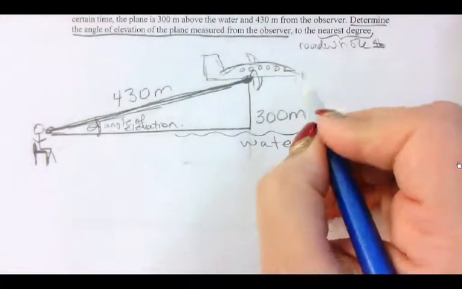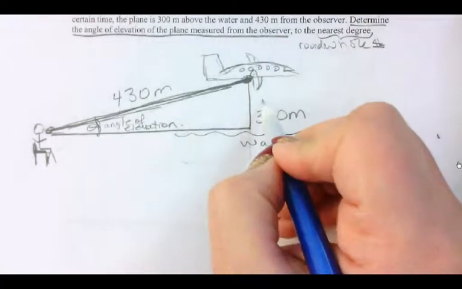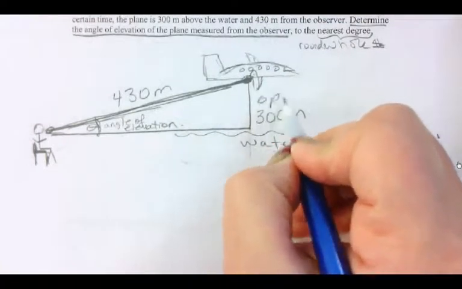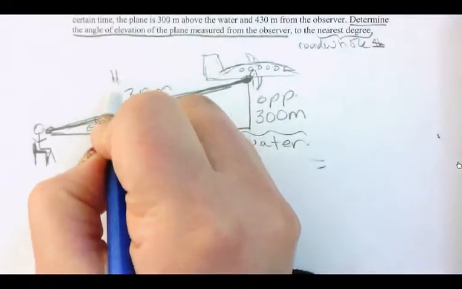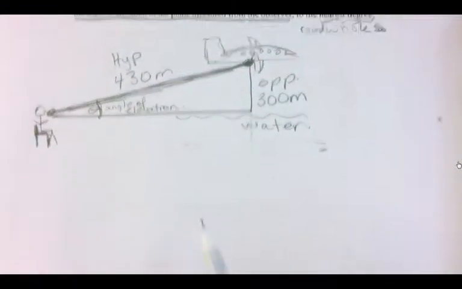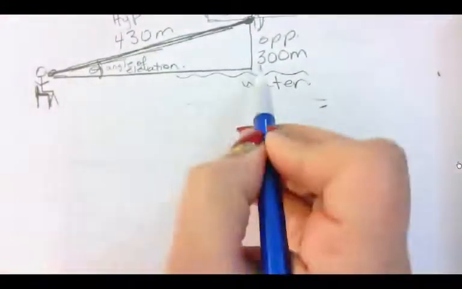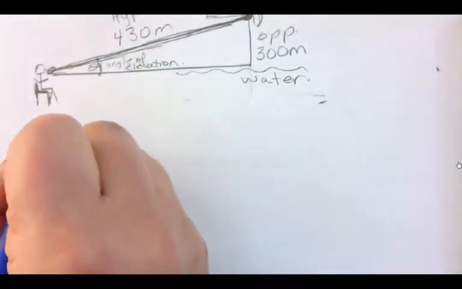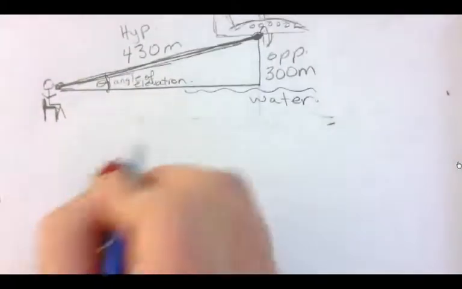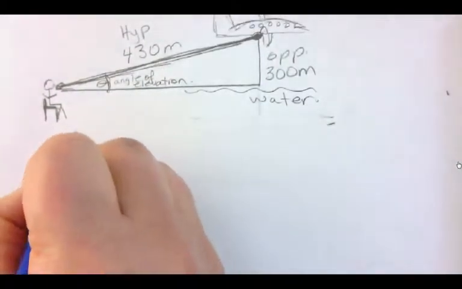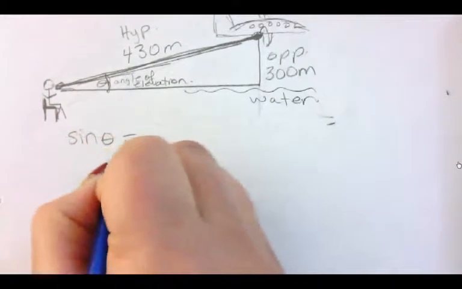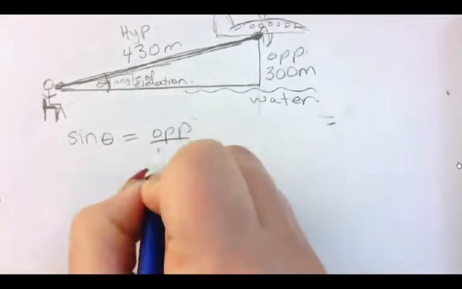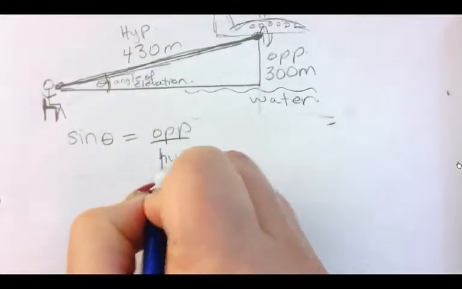So let's label our sides now. What is this going to be? Opposite. What is this side going to be? Hypotenuse. Now, this is my horizon line. Which trig ratio am I going to choose with this diagram? So I'm going to choose sine theta, and it's opposite over hypotenuse.